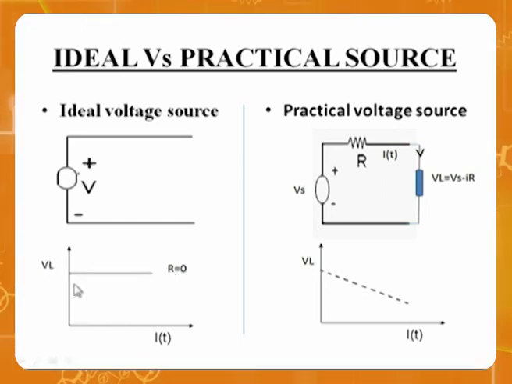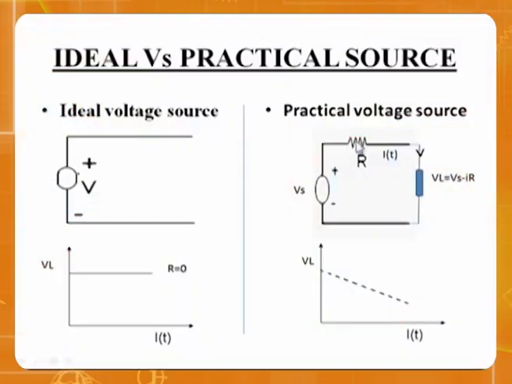So I have a new definition for ideal voltage source. You can also try with me. Ideal voltage source is the one where load voltage is independent of load current. The point is, if R is 0, whatever variations you bring here, whatever is here will appear here because these two are parallel. Parallel voltages are always same.